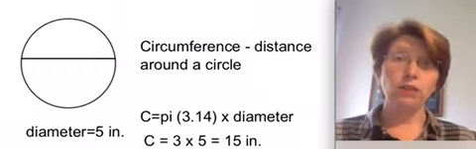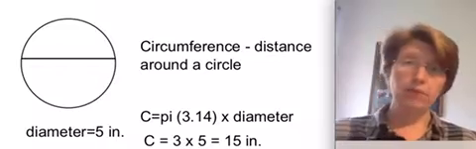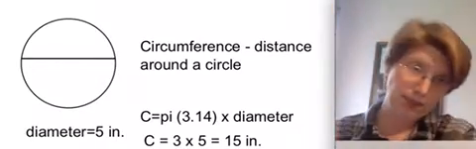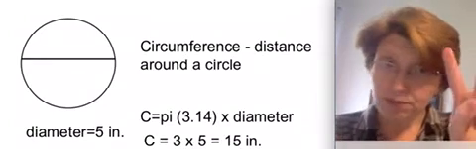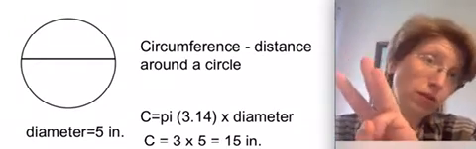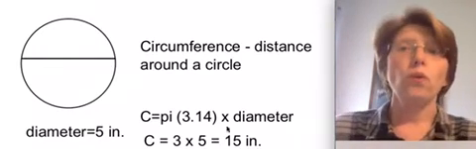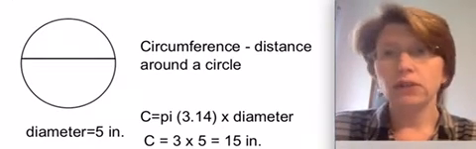Simple, right? So you're just going to take the diameters that they give you there, and you're going to multiply each diameter times 3 because we're rounding. We're not going to do 3.14 yet. We're just going to do 3. Now let's look at the back.